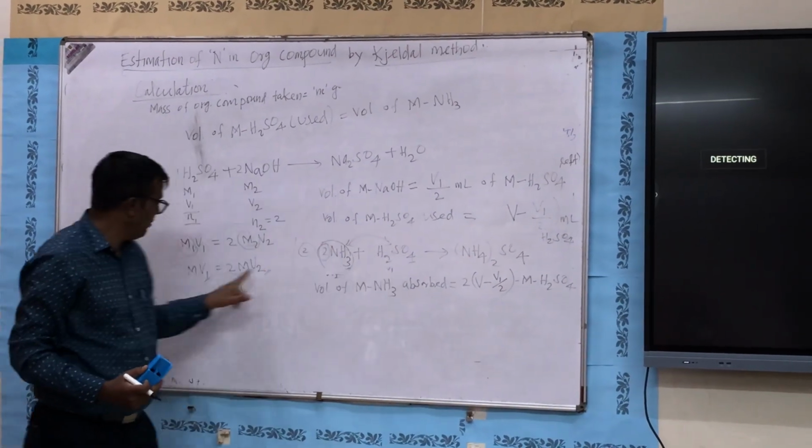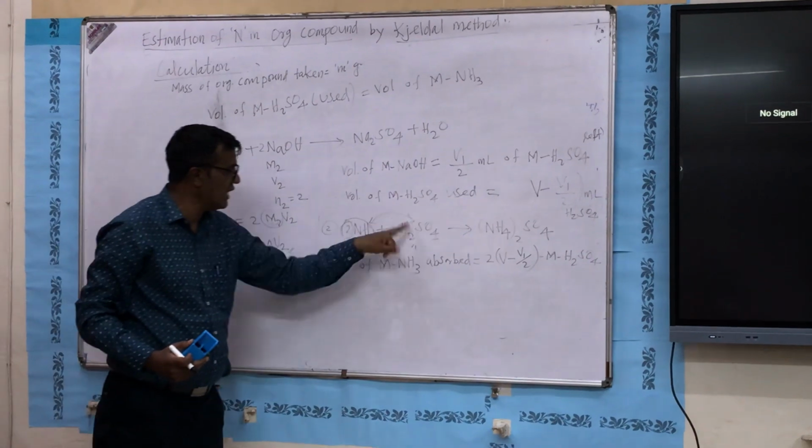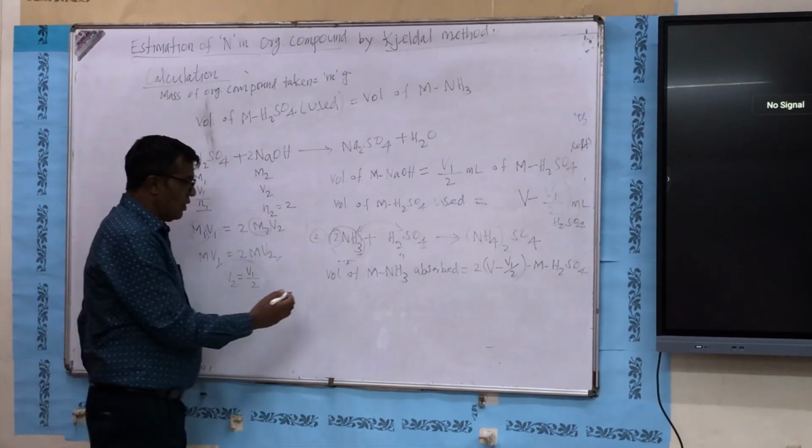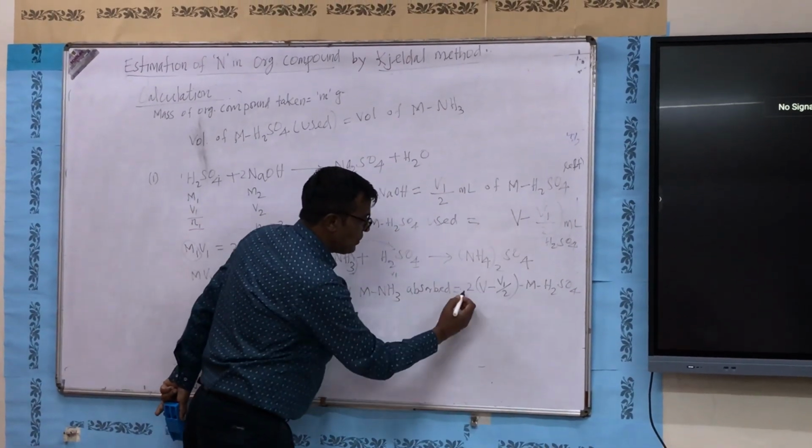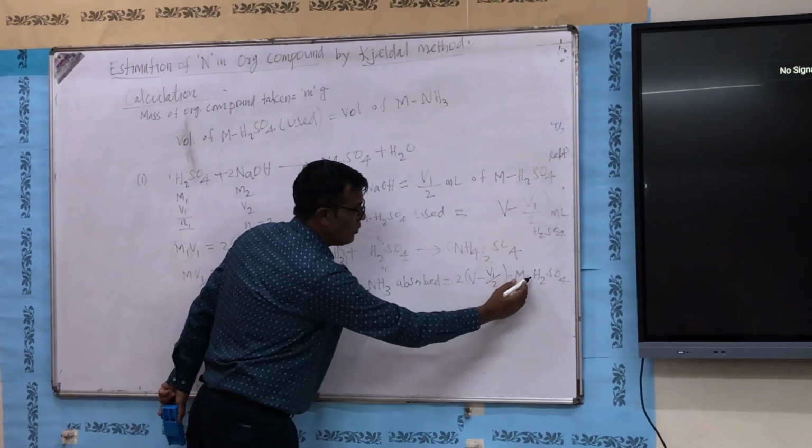From this we can get it. If you want you can do it like this and get it, otherwise directly also you can get it. And then the volume of ammonia absorbed, now it is known, is equal to 2 into V minus V1 by 2, volume of sulfuric acid.